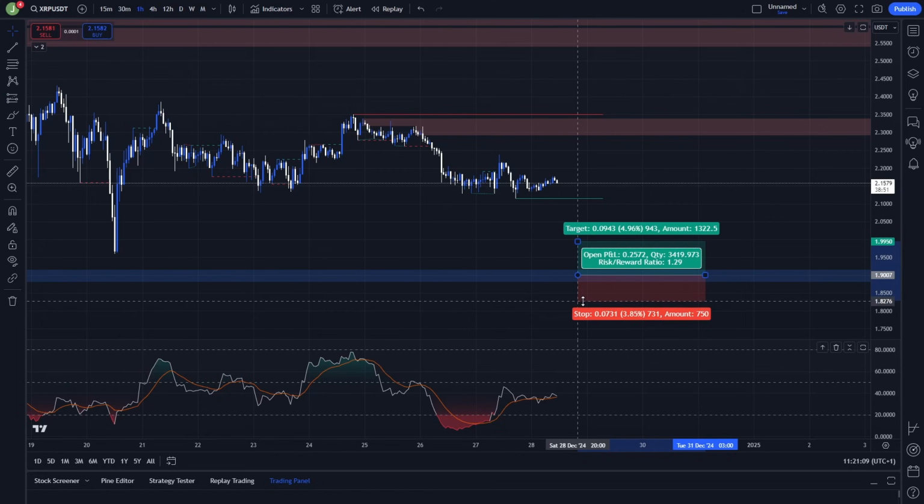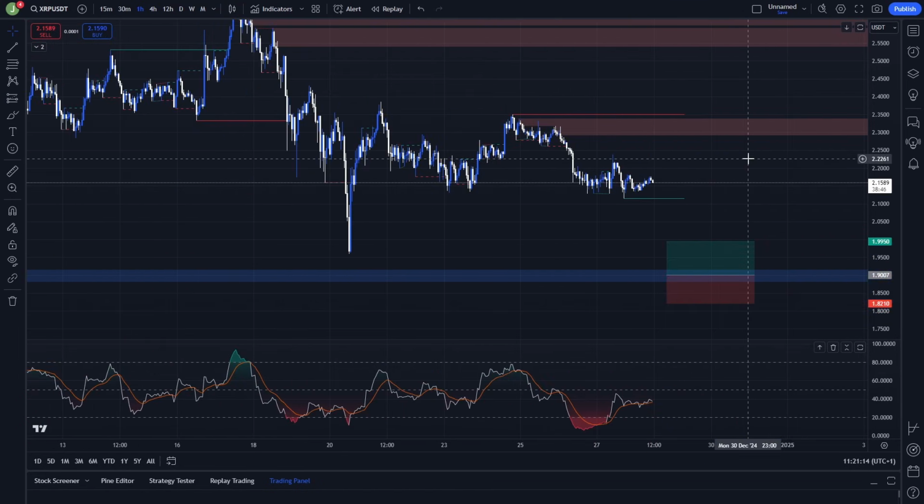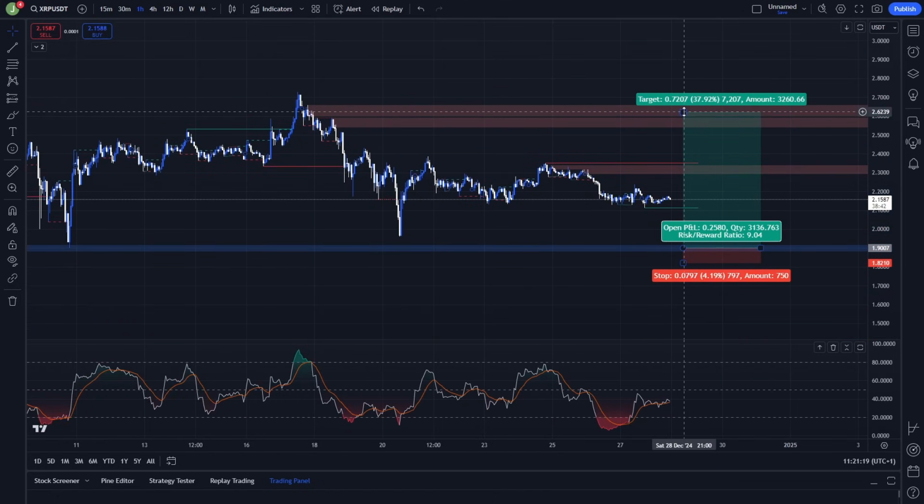Stop loss in this case you need to place under the low that we will create during the fake out, so let's assume the stop loss will be around 4% of net market, and the last take profit target you can place above this bearish order block area.